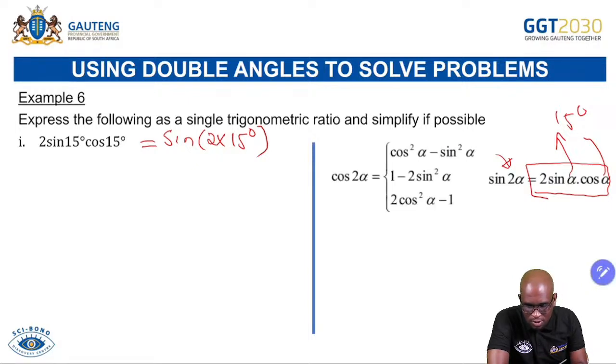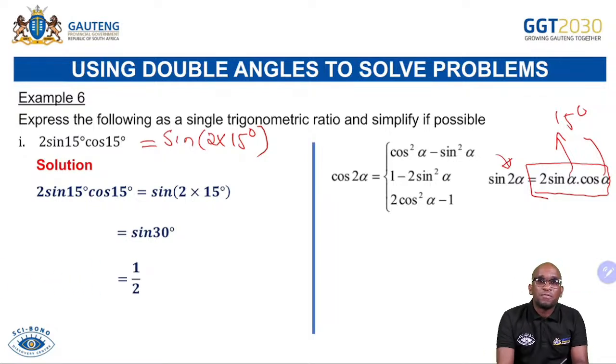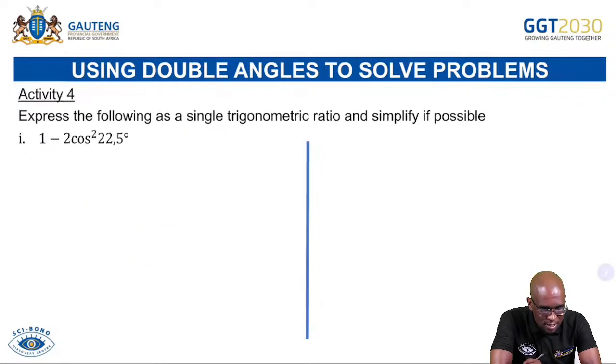So let's work through that. The sine of 2 times the angle 15 is the sine of 30. When we simplify that, we get that it equals half. So that's what we were supposed to do there. Right, we move right along. Example 7. Oh, it's activity 4. Activity 4, this is a short one. I am just going to give you 2 minutes to work through that. You should be able to have a solution by then. So your 2 minutes time starts now.